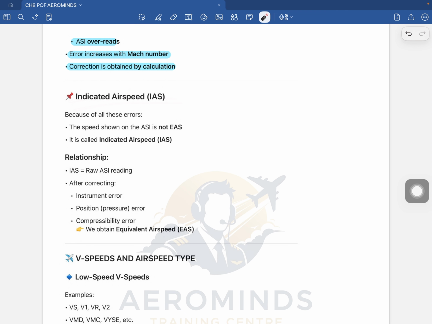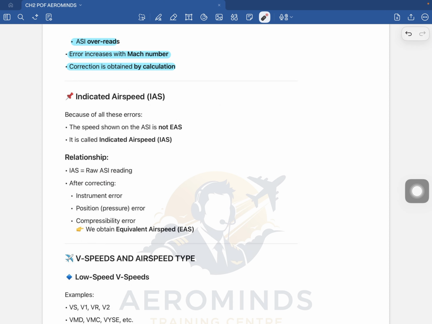It is something more raw, and this speed is called the indicated airspeed or IAS. Got it? Now indicated airspeed is simply the raw reading. Remember this, it is the raw ASI reading. Nothing is corrected, no errors removed. When you correct the IAS for instrument, position, and compressibility error, then only will you finally obtain the EAS.